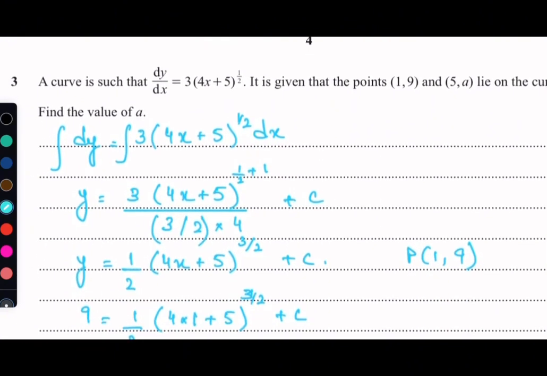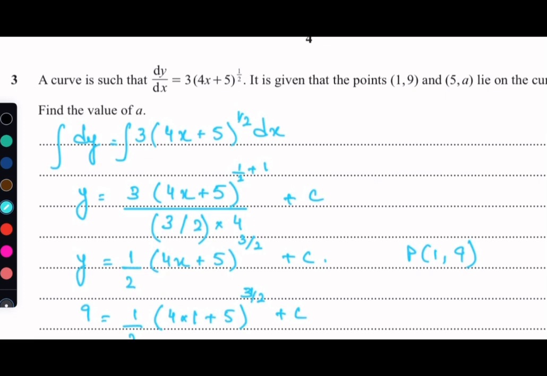Question 3. Question 3 says a curve is such that dy by dx equals 3 bracket 4x plus 5 to the power 1 by 2. It is given that points 1, 9 and 5, a lie on the curve. So these 2 points lie on the curve, and we have the gradient equation, which is 3 times 4x plus 5 to the power 1 by 2. Find the value of a.